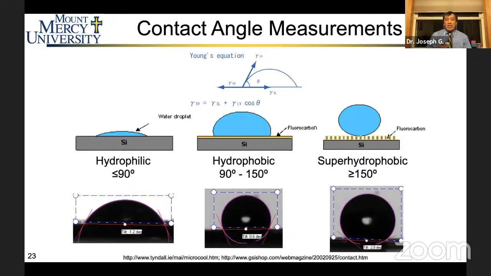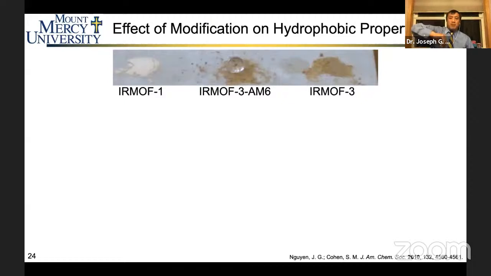One of the things that we wanted to do is to characterize this. On this image, where this idea started for me was when I took these materials, crushed them up, and added water to IRMOF-1. That's the one without the amine. Or IRMOF-3, that's the one that has our functional group. When I added water to it, it absorbed immediately. But our modified MOF would bead up the water. And I was like, hey, we have something unique here. Let's try to characterize this better.